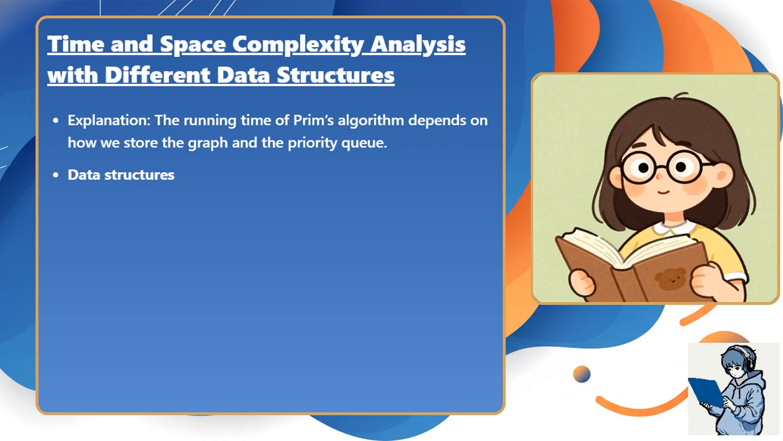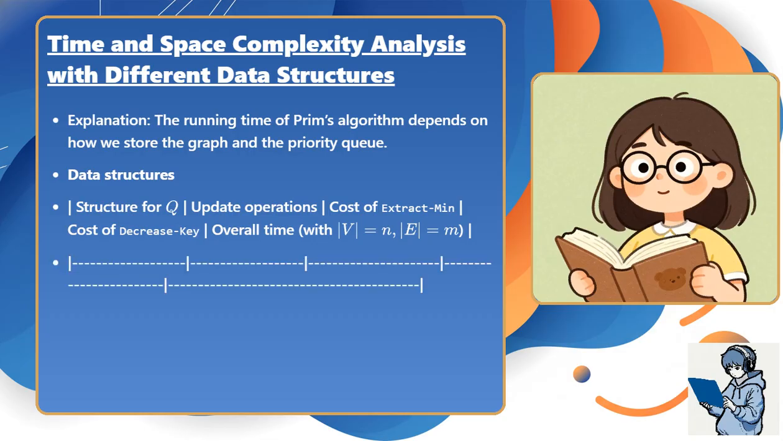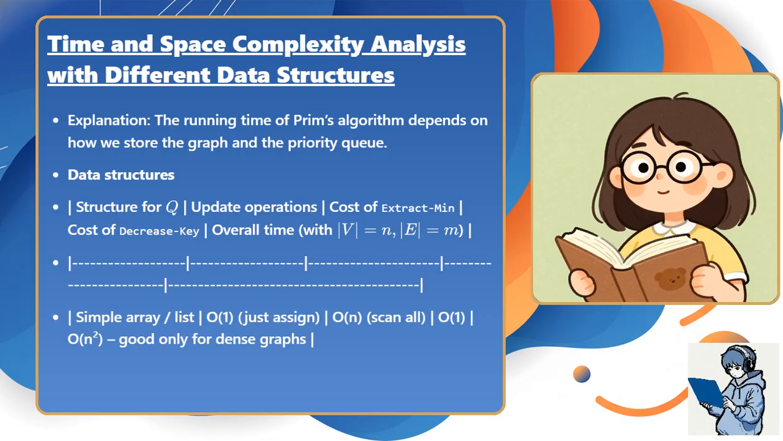Data structures. Structure for Q | update operations: cost of extract-min | cost of decrease-key | overall time, with |V| = n, |E| = n. Simple array/list | O(1) just assign | O(n) scan all | O(1) | O(n squared). Good only for dense graphs.